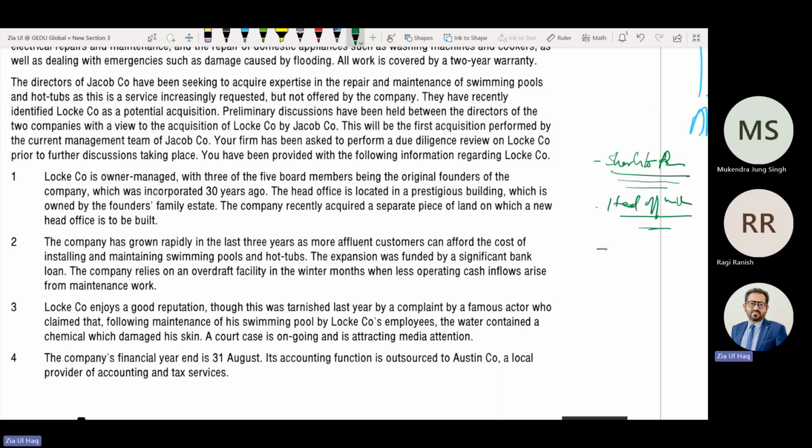And then the separate piece of land. So the land registry document. We need to see whether that separate land is registered in the company name, business name, or in the owner's name. Because if it is in the business name, it will be delivered to Jacob Company and will reflect in the bid price accordingly. The company has grown rapidly in the last 3 years, as more affluent customers can afford the cost of installing and maintaining swimming pools and hot tubs. So the company has grown rapidly. That's why maybe they will charge extra goodwill as well.